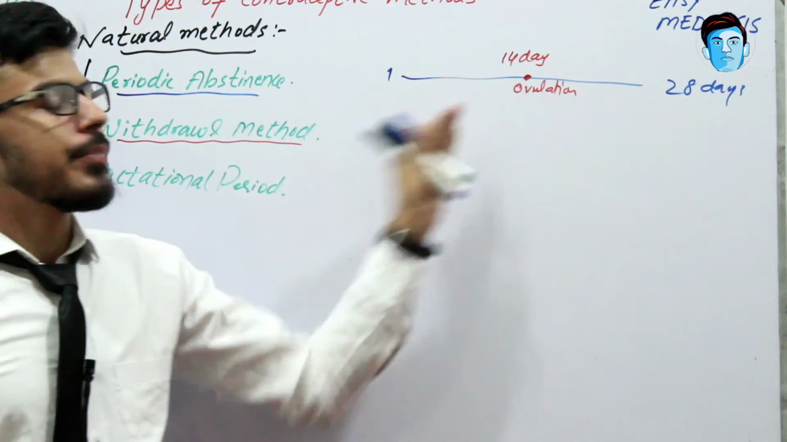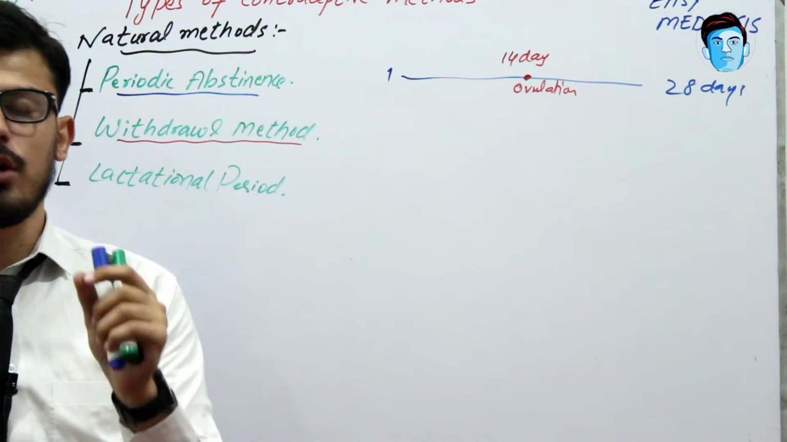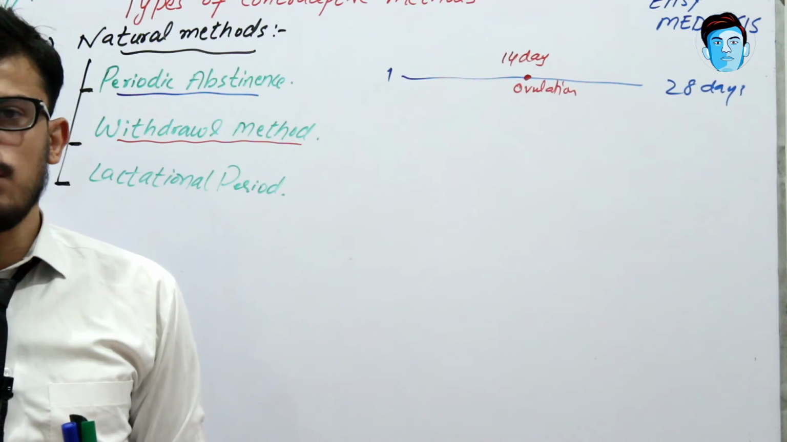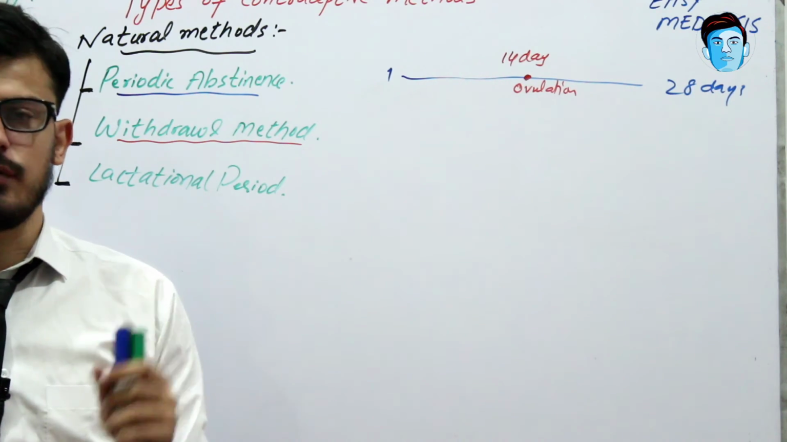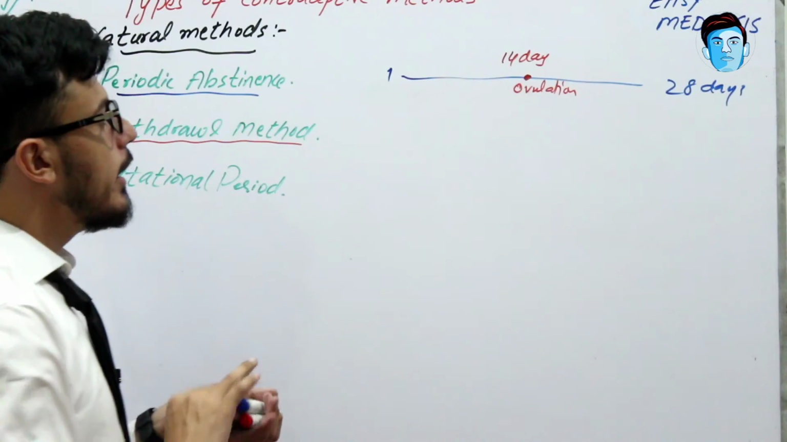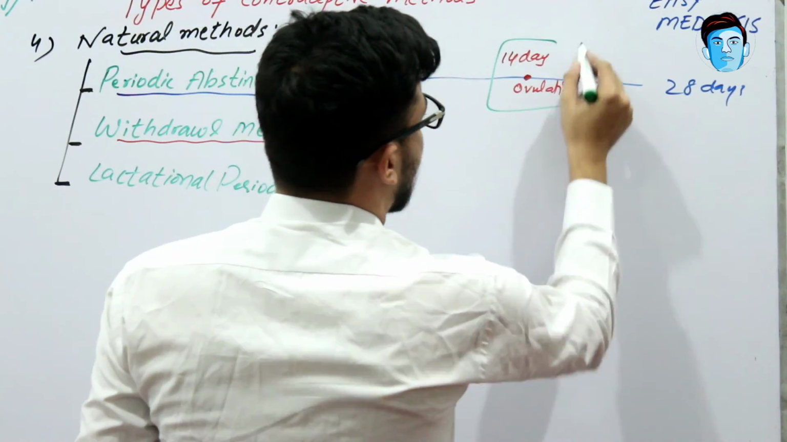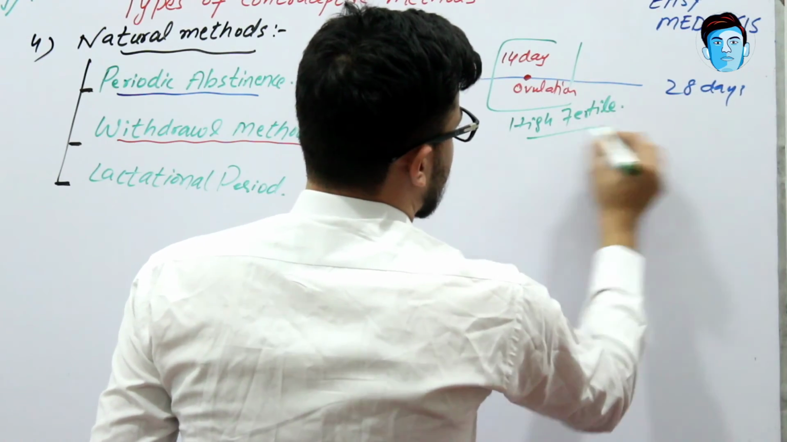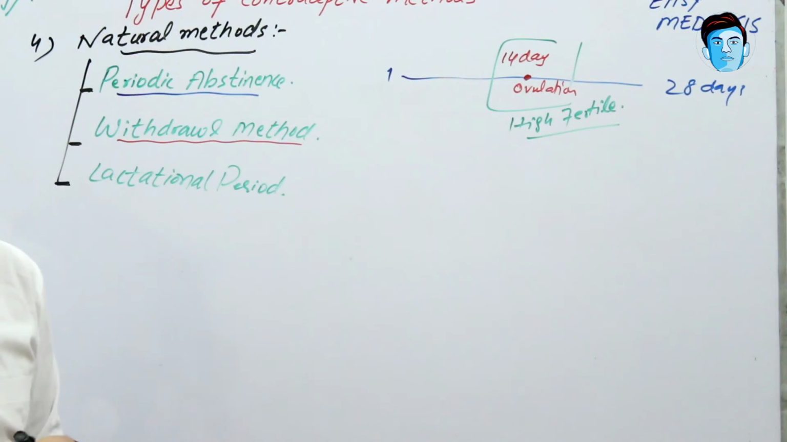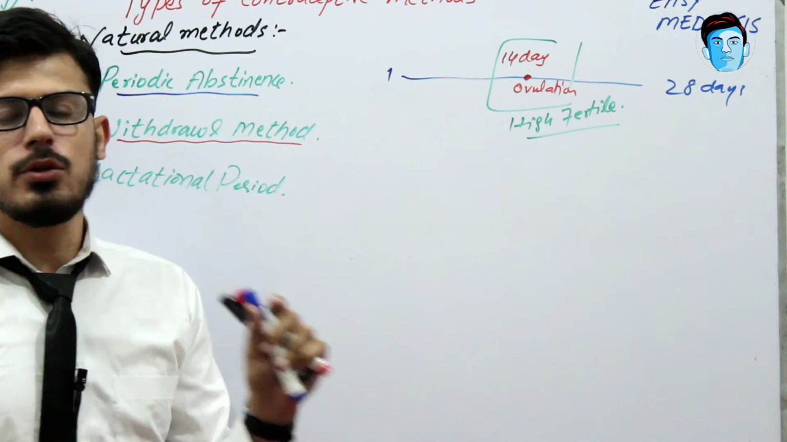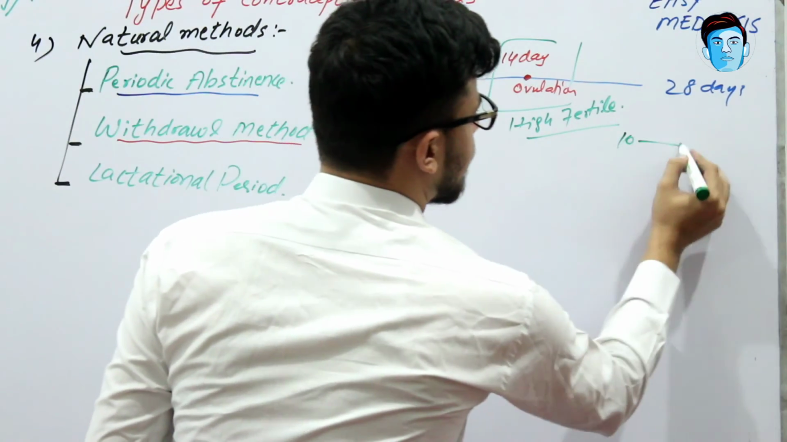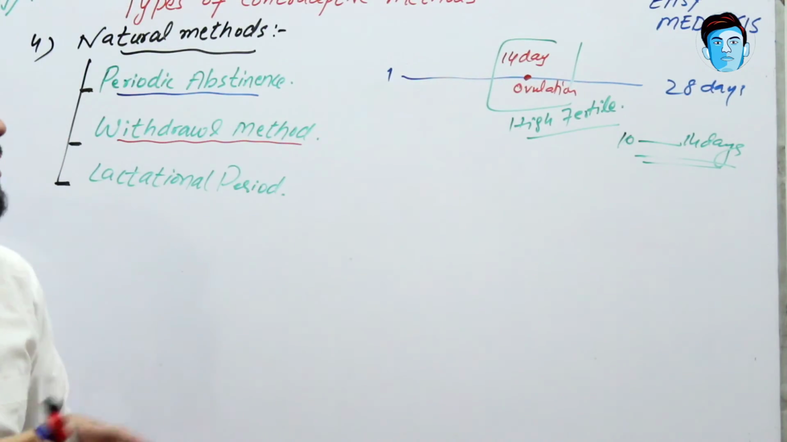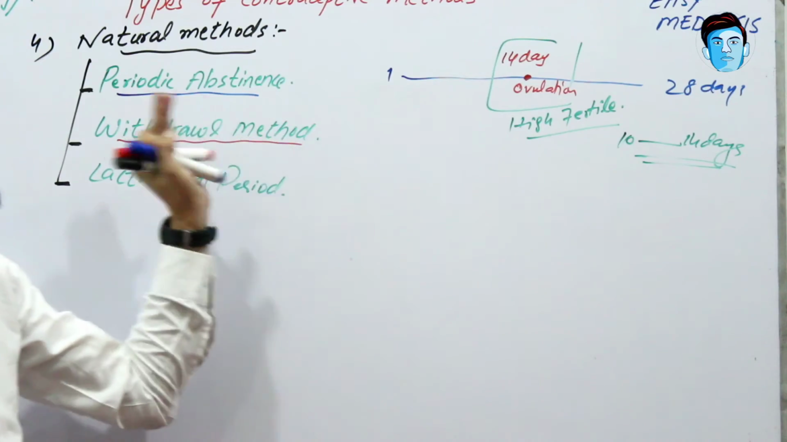It is actually the release of the ovum from the follicles of the ovary, where it reaches the ampulla of the fallopian tubes and stays there waiting for the sperm for fertilization. Now this day 14 is considered a high fertile phase. So that's the reason the couple should avoid coitus between days 10 to 14, at the middle of the cycle.